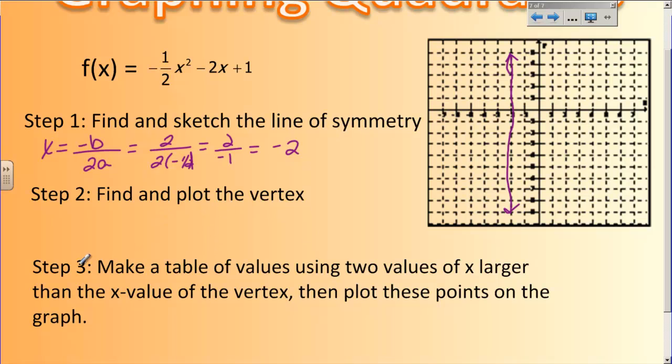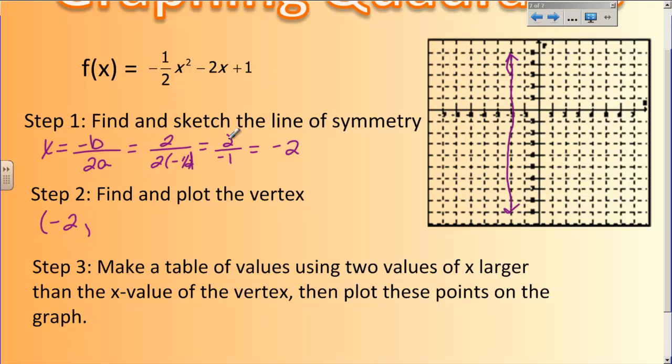Then I have to find and plot the vertex. The x value of my vertex is exactly the same as my line of symmetry because my line of symmetry crosses right through the middle. The vertex is smack in the middle. And so the x coordinate of the vertex is always going to be the same as the line of symmetry. That's why we find it first. Since I know the x coordinate, if I want to find the y coordinate, I can just plug it into here and find out what y equals.